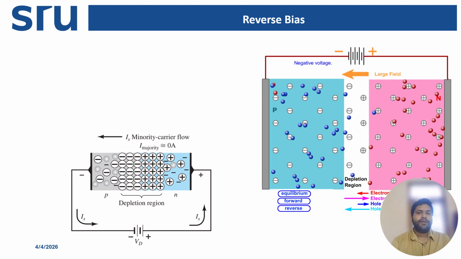So what happens in breakdown? If we keep increasing the reverse voltage beyond a certain limit, breakdown occurs. There are two types of breakdown. Zener breakdown occurs at low reverse voltage in a heavily doped junction. Another is avalanche breakdown, which occurs at high reverse voltage due to impact ionization. During breakdown, current increases suddenly. If there is no limit, the diode may get damaged.